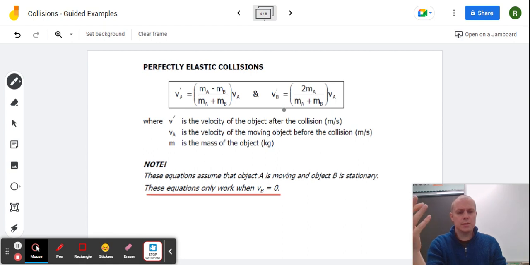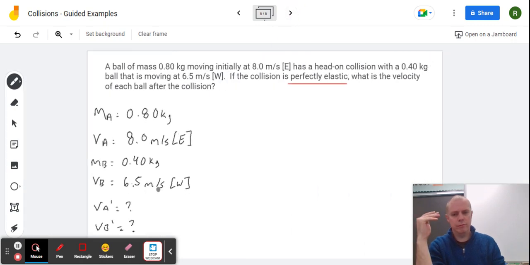And also, it's harder to make a mistake because the math's easier. But they only work when VB is 0. VB is not 0 here. So what I can do is force it to be 0. I'm going to make a change to both speeds, and then at the end of the problem, I'm going to have to change it back.